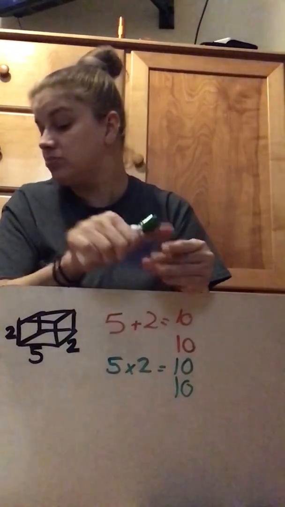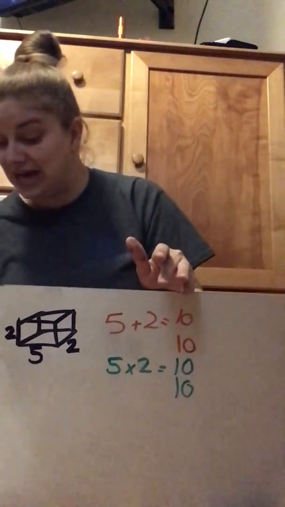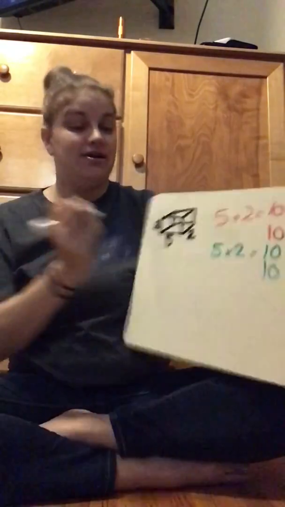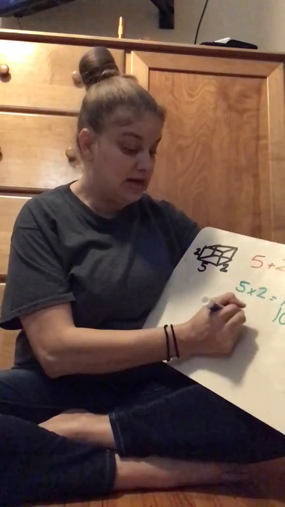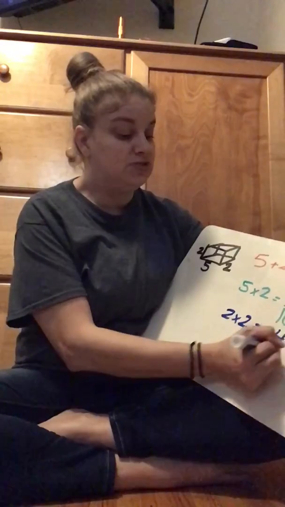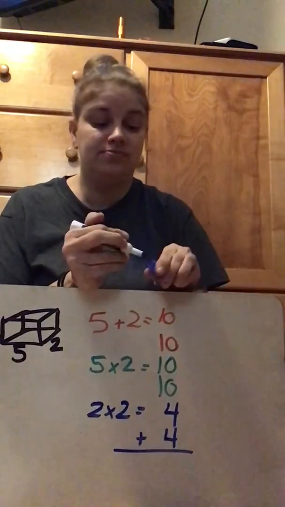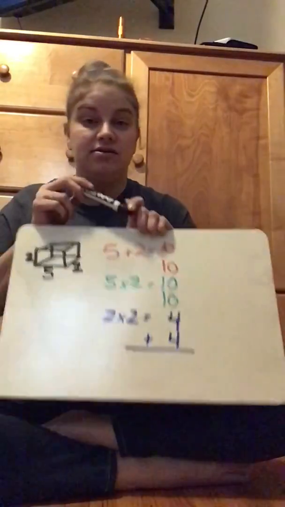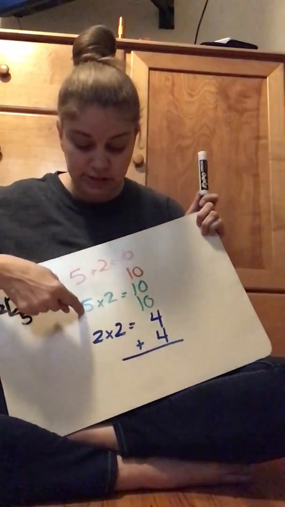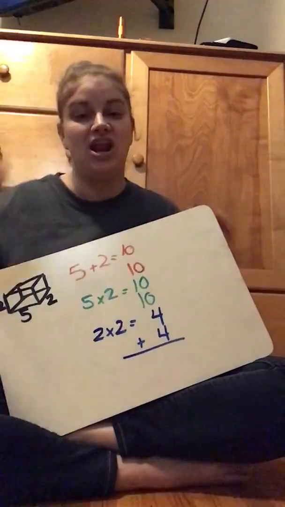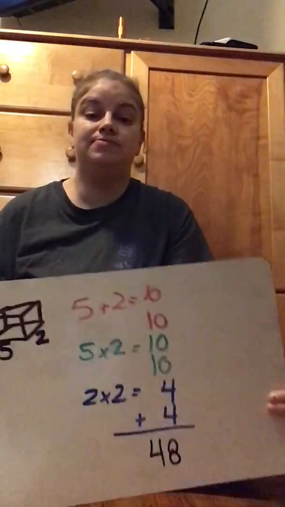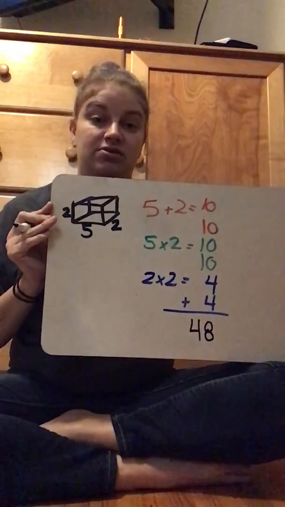In the last, I would do the 2 sides, and to find the area of the 2 sides, I would do 2 times 2. 2 times 2 is 4, and I'm going to list it again because I have another side. Now that I have found the area of the front, back, top, bottom, and 2 sides, I'm going to add that all up, and when I add it all up, it gives me 48. So my answer would be 48.